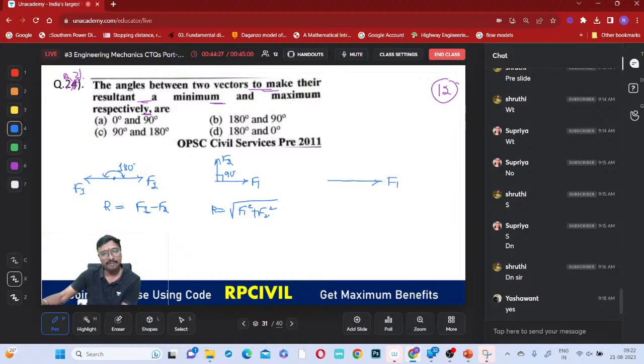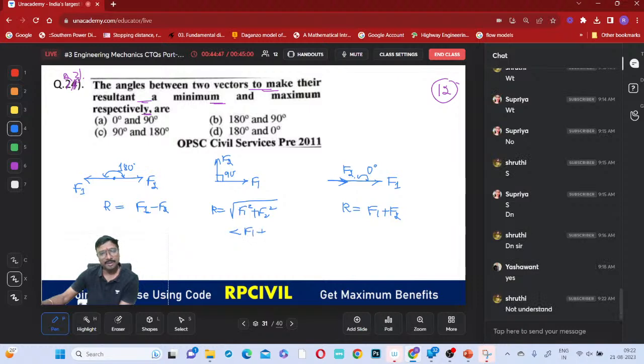This is your F1, let us say, and you are having F2 also in this. Now the resultant, at 0 degree, will be equal to F1 plus F2. So now can we say this is lesser than F1 plus F2?